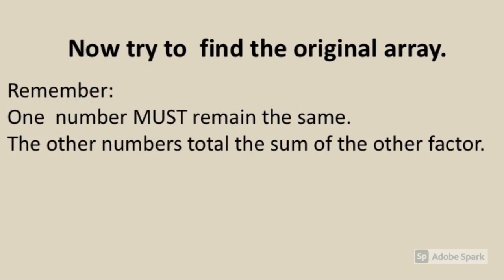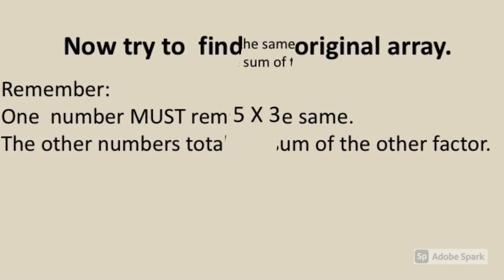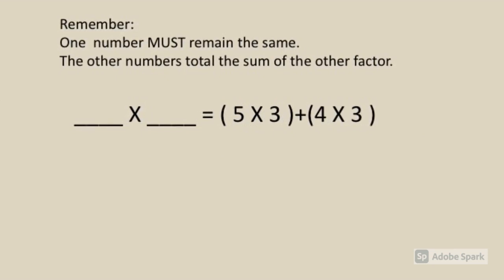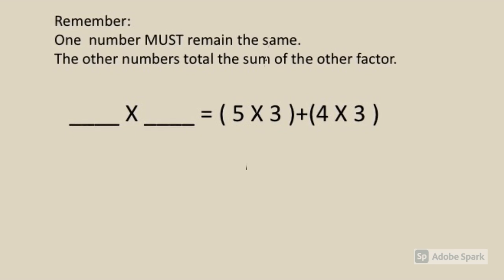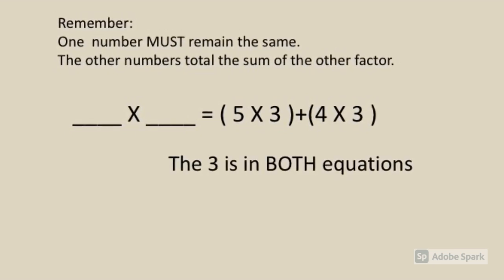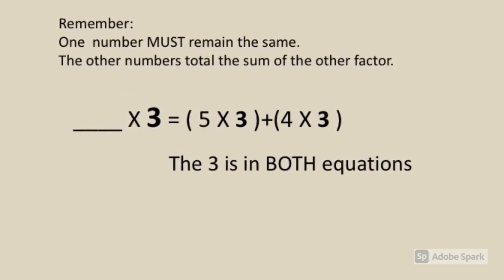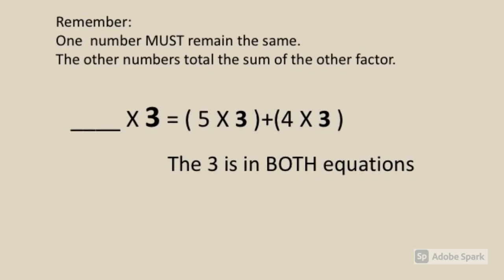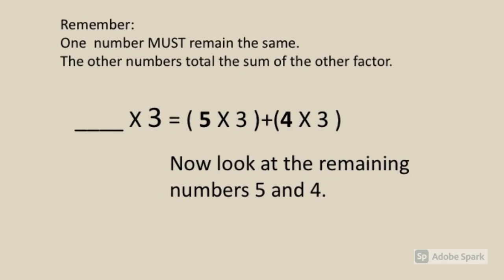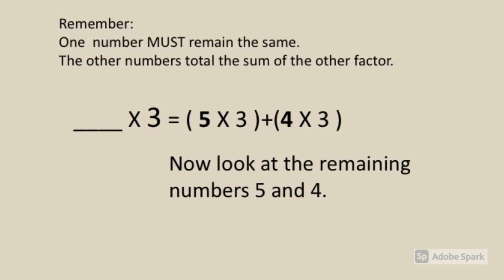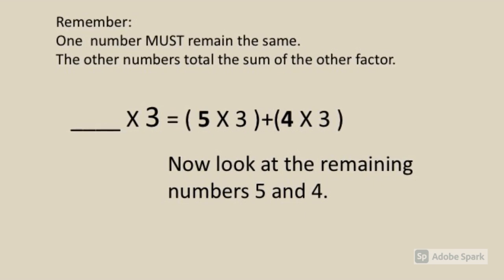Now let's try to find the original array if we are given the distributive property. When trying to find the original multiplication sentence, look to see what the other two have in common. Notice there is a 3 in both of the equations. The 3 is the second number in both of the equations, so we will put 3 as the second number in the first equation. The remaining numbers are 5 and 4.